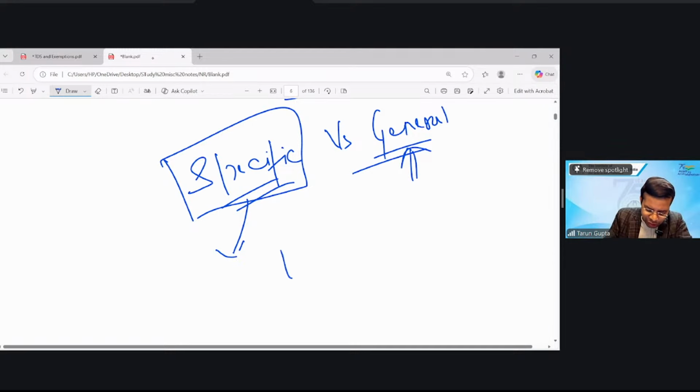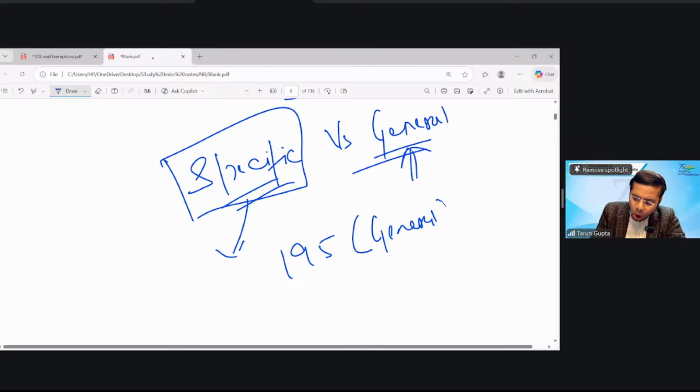So my section 195 is a general section. It applies to all types of payment, irrespective of the nature of payment, if such payment is taxable in India. It applies to all types of payment made to an NR. But if there is a specific section for a specific type of payment, then we will apply such section in place of section 195. You with me?